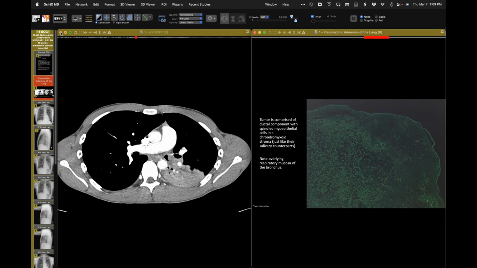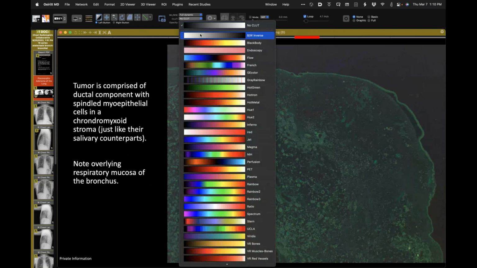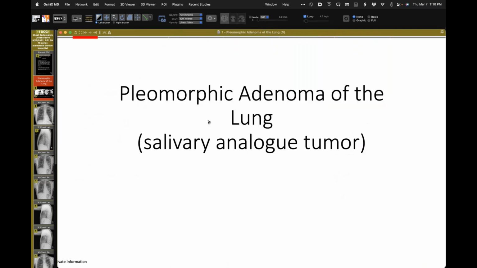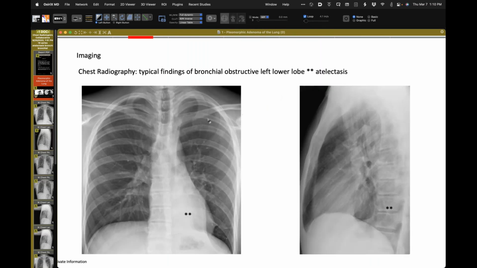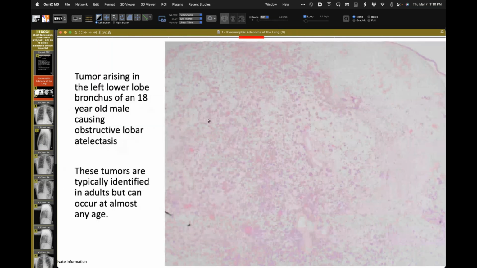So here is the case, the total case. It's a salivary gland analog in the lung. If I remember correctly, pleomorphic adenoma is the most common benign lesion of the parotid gland. There are the findings, and here are some images.